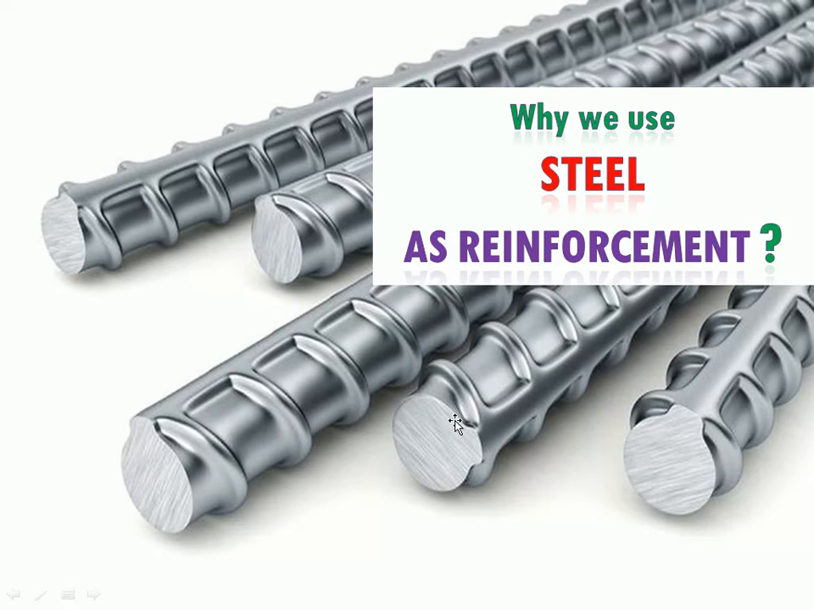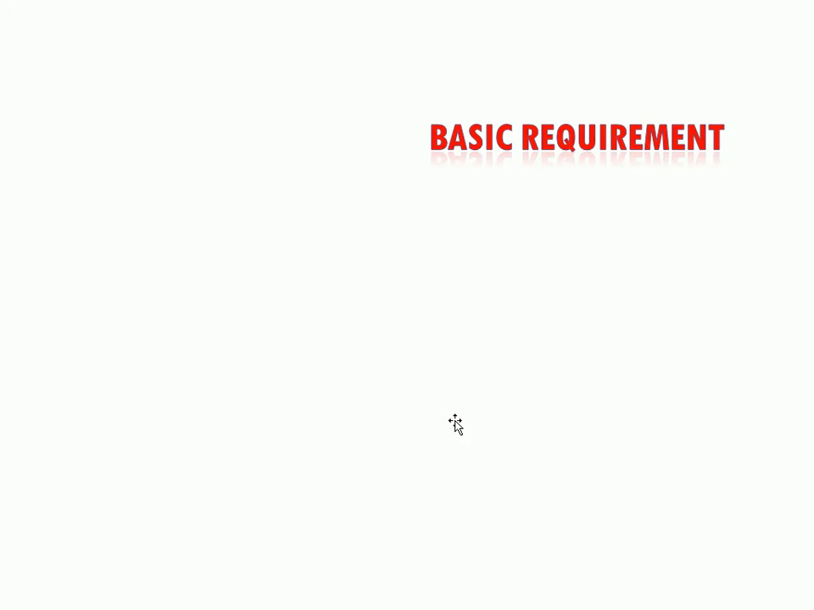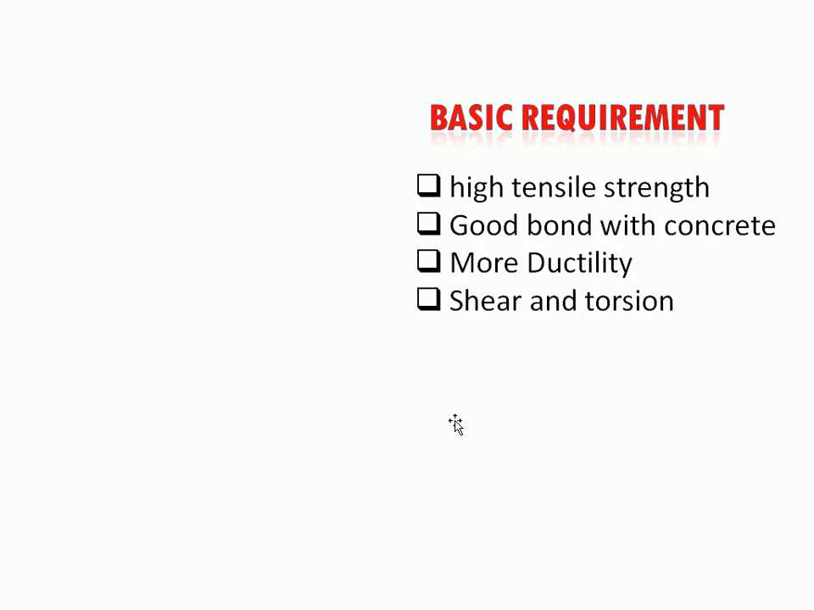Hello everyone. In this lecture, we learn about why we use steel as a reinforcement. The basic requirements of any material used as a reinforcement are: it has a high tensile strength, it is more ductile, it makes a good bond with concrete, and it's also strong in shear and torsion.